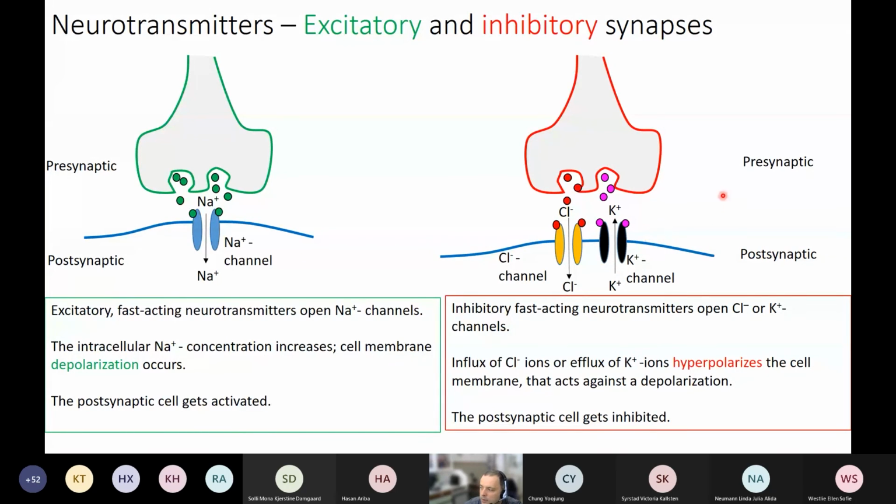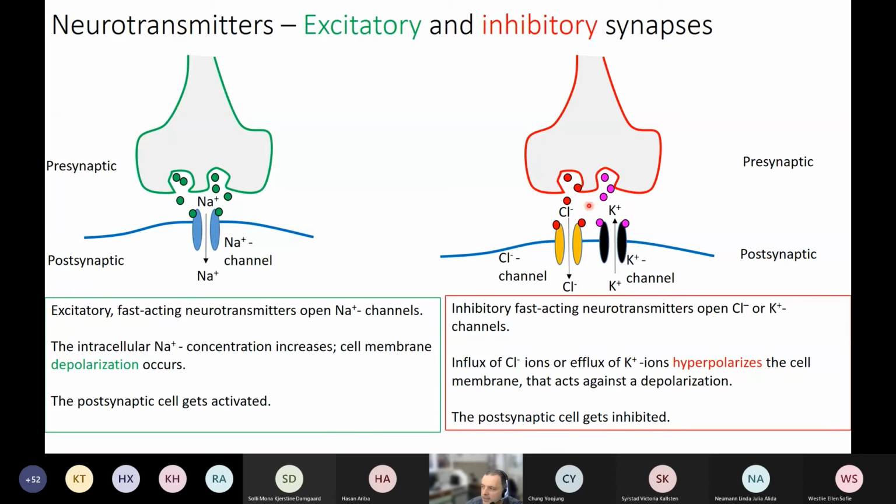And as you know, in the extracellular space, the potassium concentration is much lower than intracellularly. After opening the potassium channel, efflux of potassium ions will take place. Therefore, again, the cell membrane potential will increase, hyperpolarization takes place, which finally will result in decreasing electric activity of the cell, so an inhibition takes place.